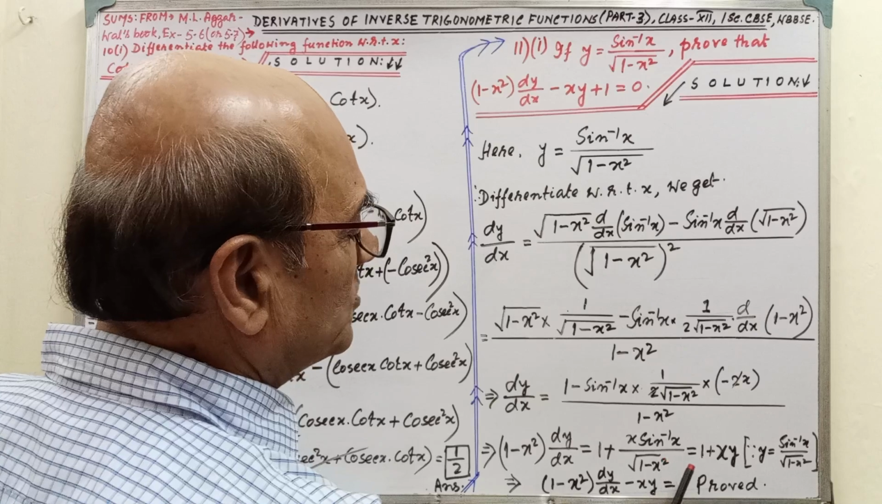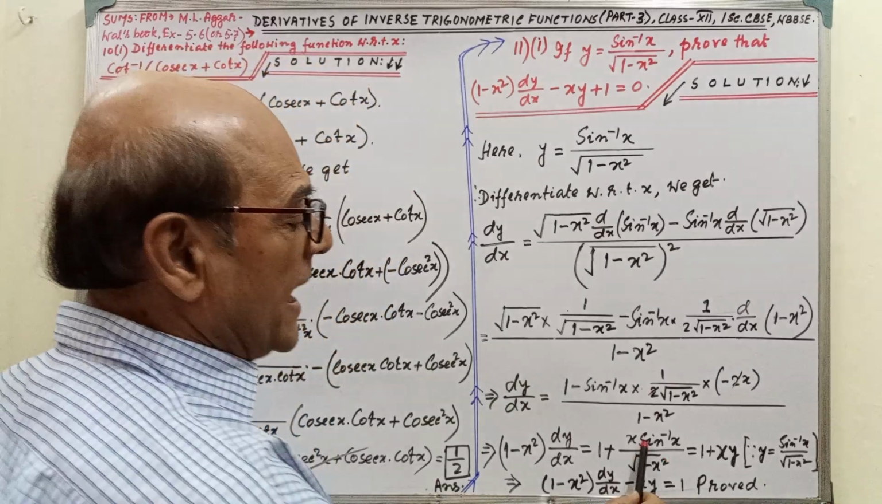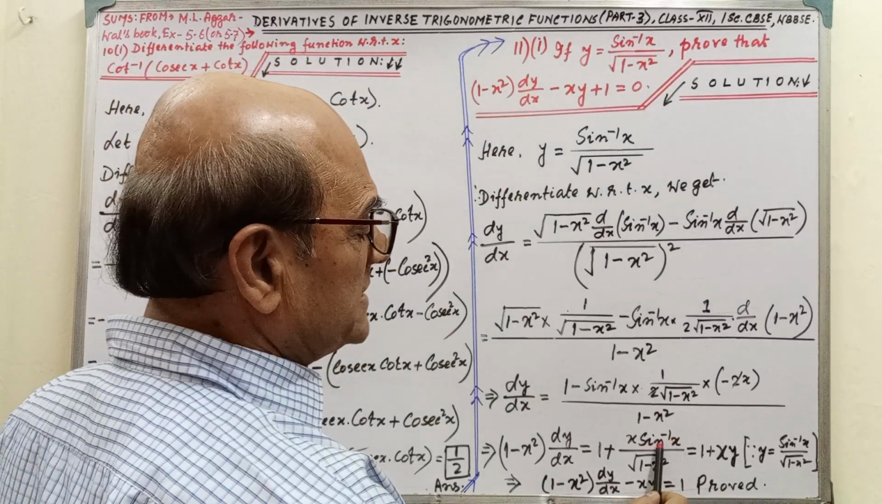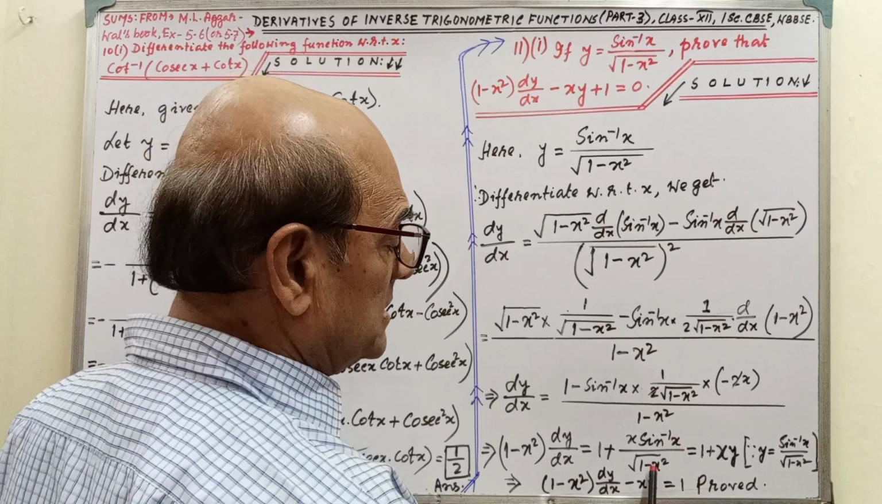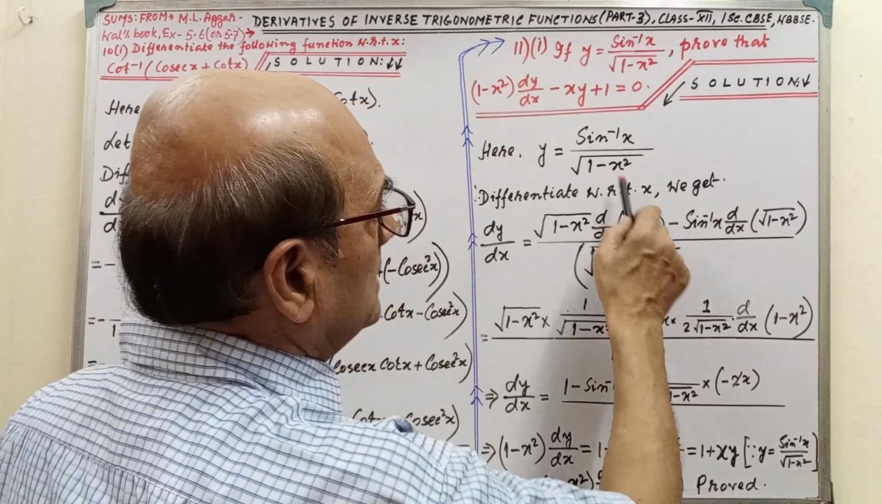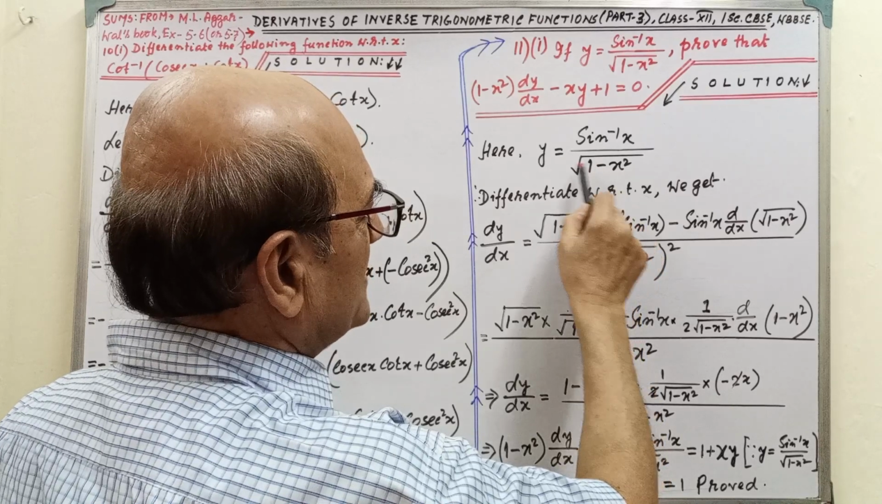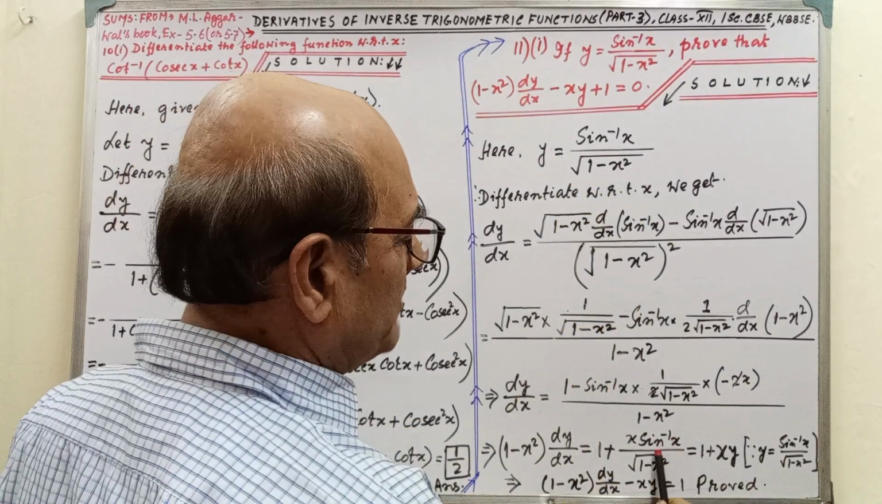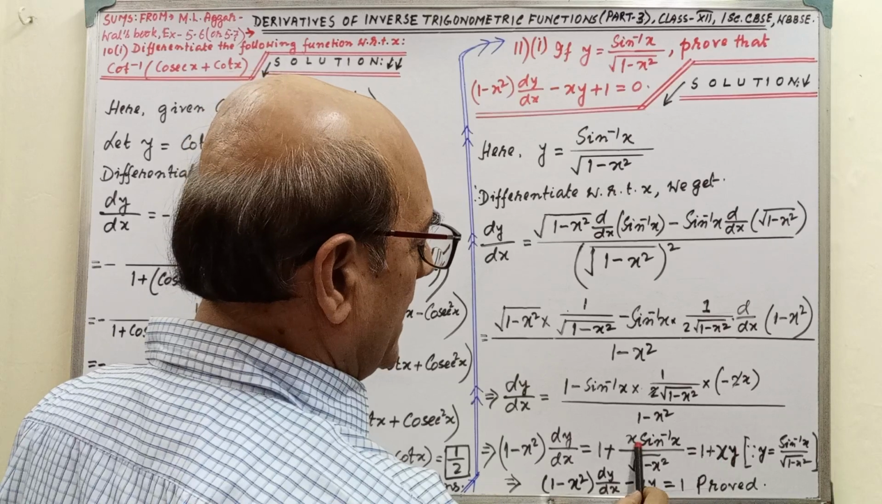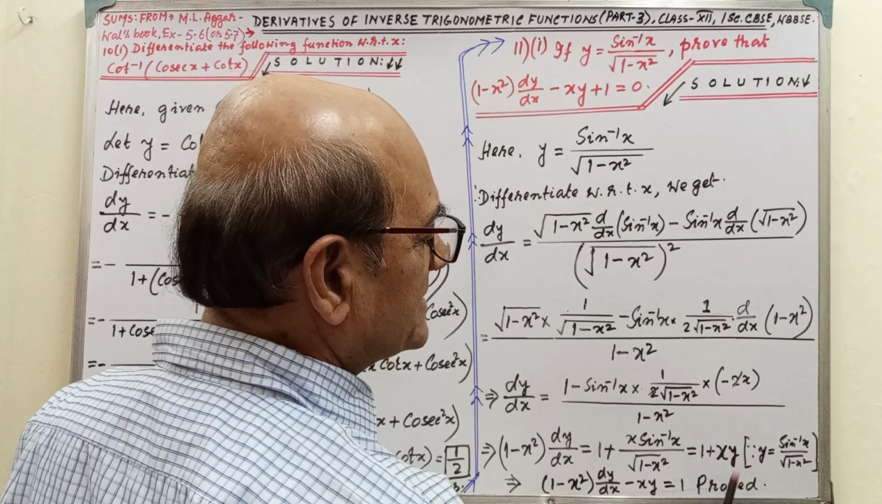After writing this, then we have to substitute sin inverse x, that is x sin inverse x divided by root over 1 minus x square. This is equal to y. So in place of this we may write y, and here is x, so it will be 1 plus xy.